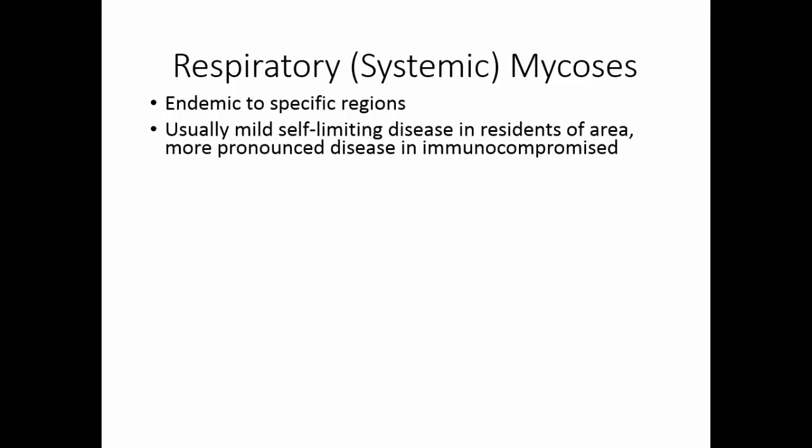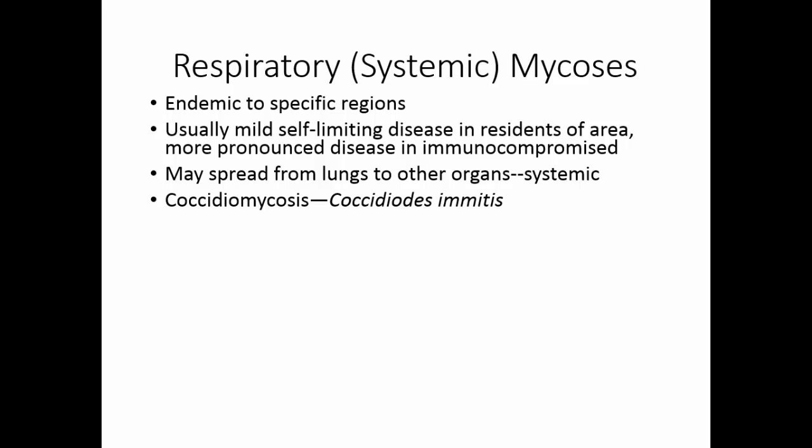For people who live there, the disease is usually mild and self-limiting. You don't even know you have it most of the time. However, if someone is immunocompromised, you'll have a more pronounced disease, and sometimes people who travel in the area pick up the disease and have something more significant. It may spread from the lungs to other organs, which is why these are called systemic.